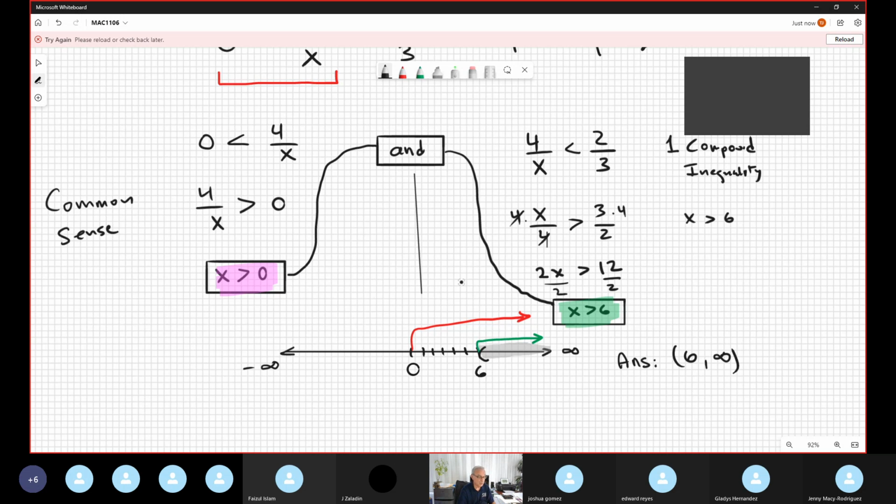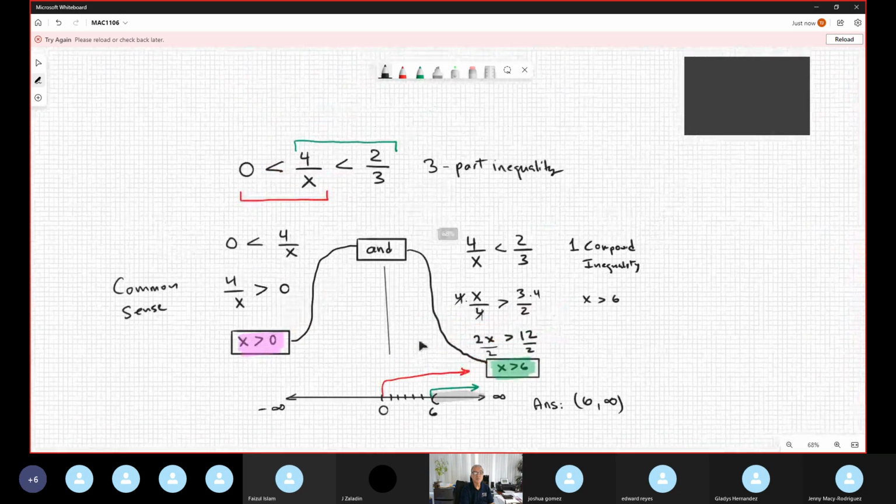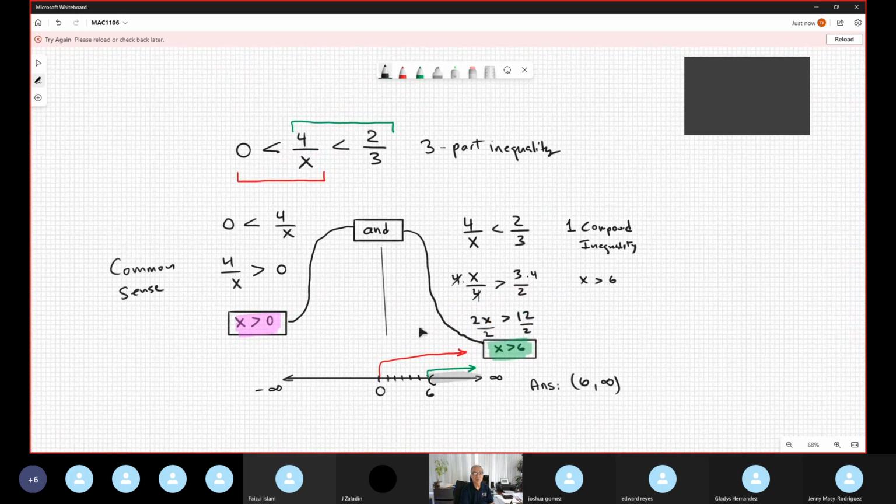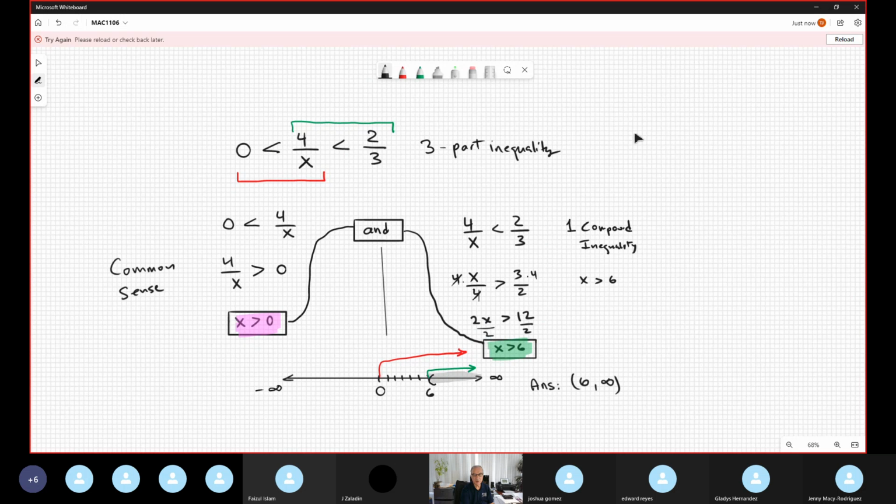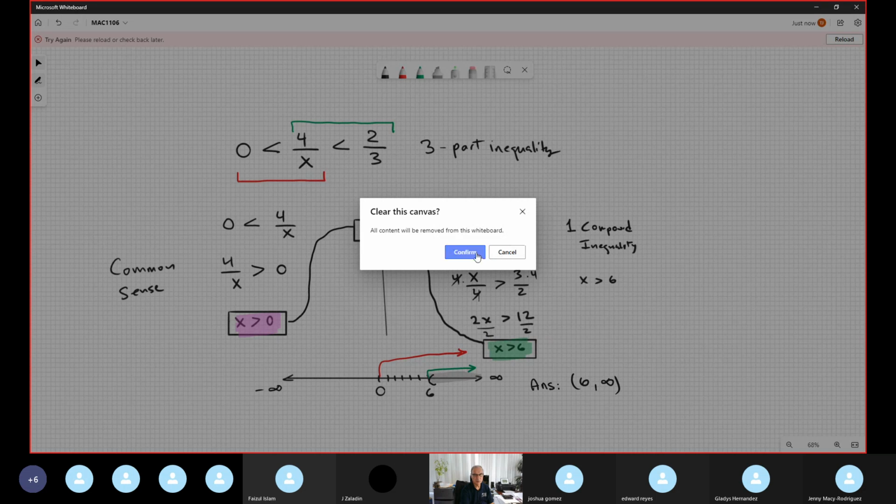One more, guys, the last one. I promise, it's the last. Three-part inequality. Suppose this. It's not super hard, but confusing. Tricky, that's the word, tricky.